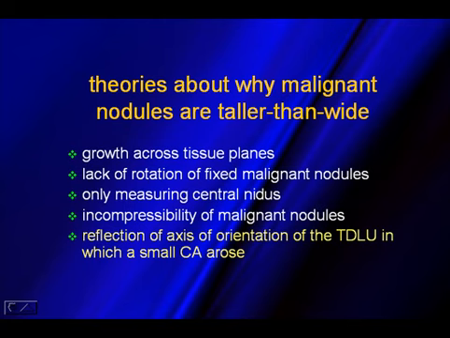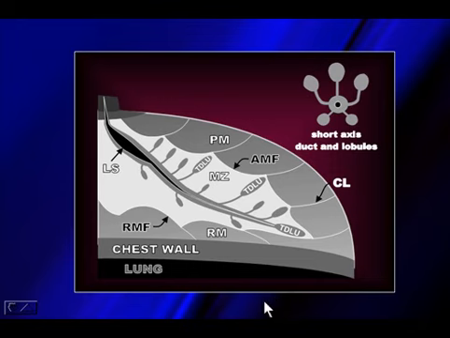But the real reason of why we see cancers taller than wide, it reflects the axis of the orientation of a TDLU, terminal ductal lobular unit, in which a small cancer arose. Now you're saying, okay, Cindy, what did you just say? That's sort of confusing. I'll show you a diagram of what we're talking about.